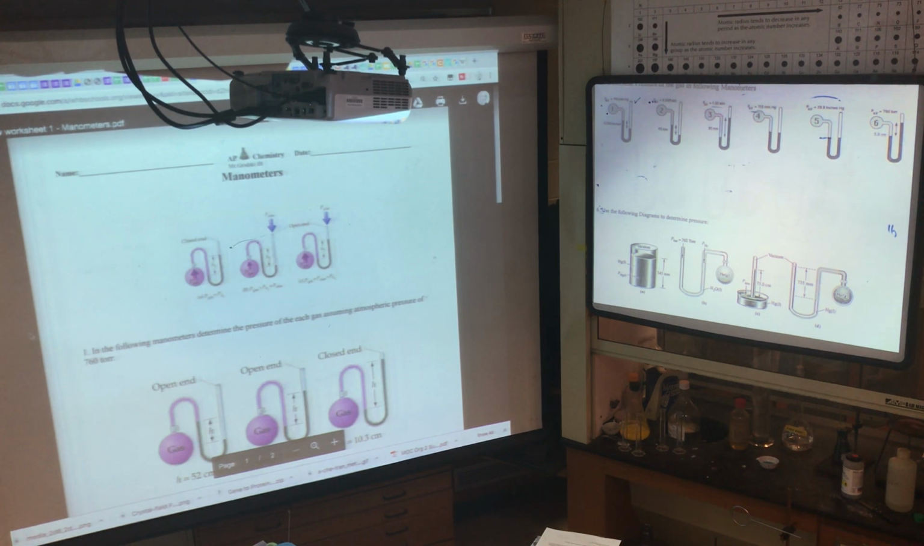It's not. No, our homework for Thursday says that we have 2 gas laws worksheets. No, you guys have 3.